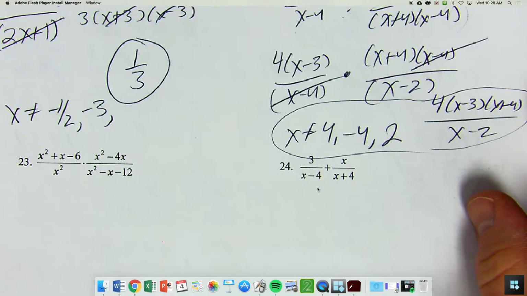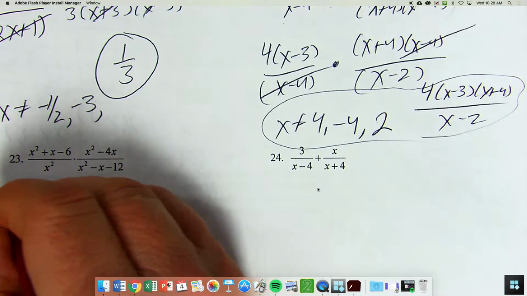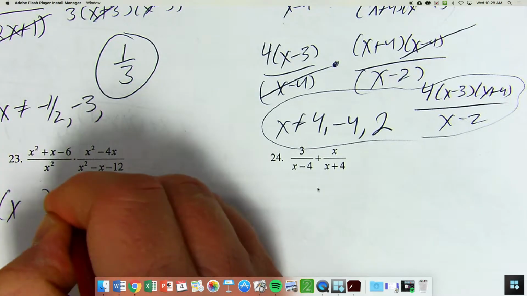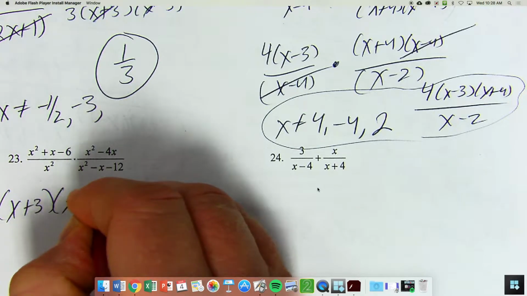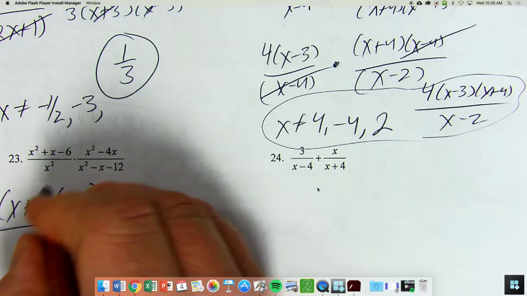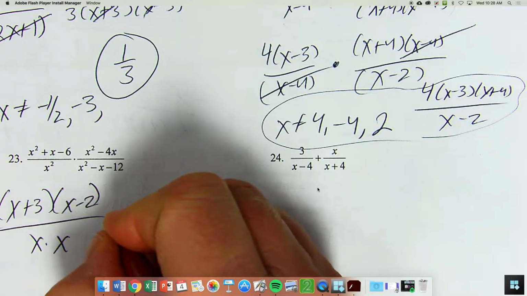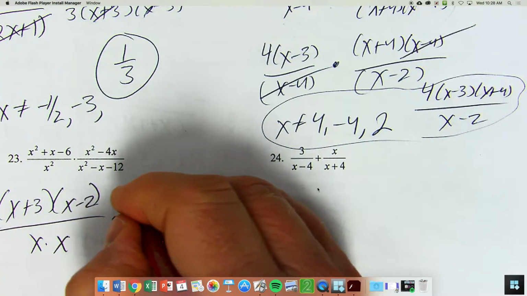Okay, 23. Rocking and rolling. Hippo butt, hippo butt. X squared is what times what? Factors of negative 6 to add to 1. Positive 3, negative 2. Over x squared, which is really just x times x. Times. Factor out an x here.